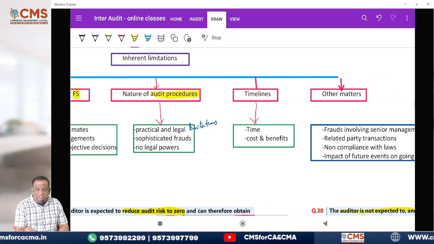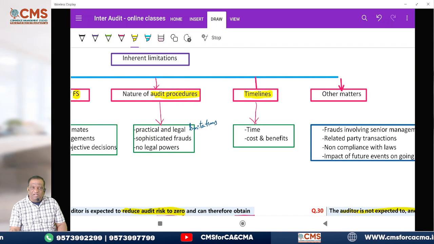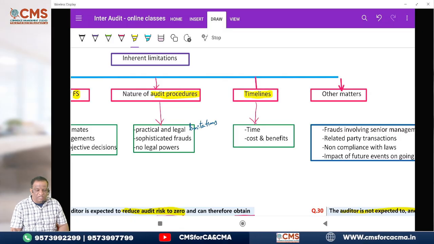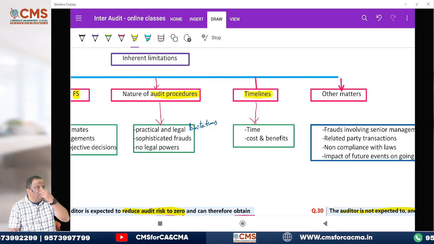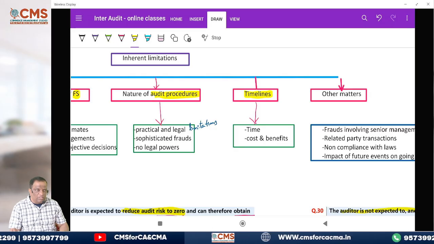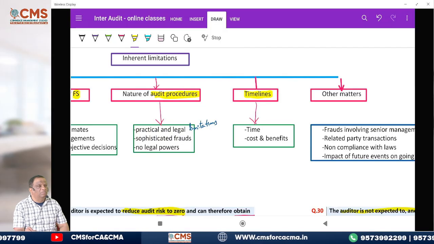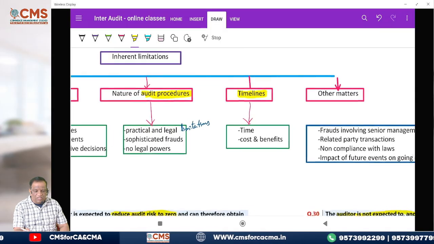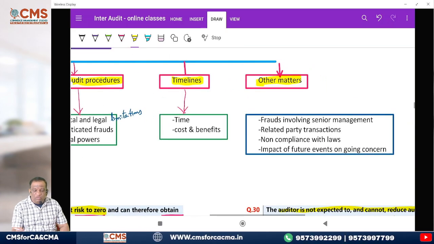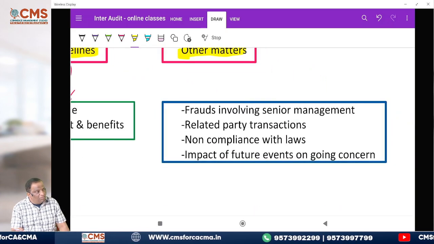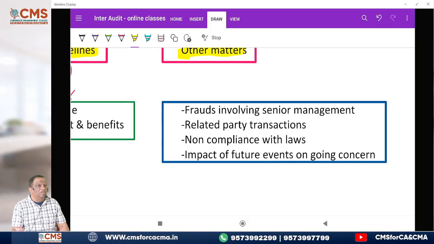Then the timelines. You take investigation, why they are able to crack it? Because they take decades and decades. But whereas for auditor, the time and the cost and benefit that are available are very limited. So therefore, I got to manage within the time and within the cost. So obviously, you can't expect me to crack like an investigator. And then apart from this, there are other matters like frauds involving senior management. If the senior management want to help you, then they can. But if the management itself is involved, you can't do anything.